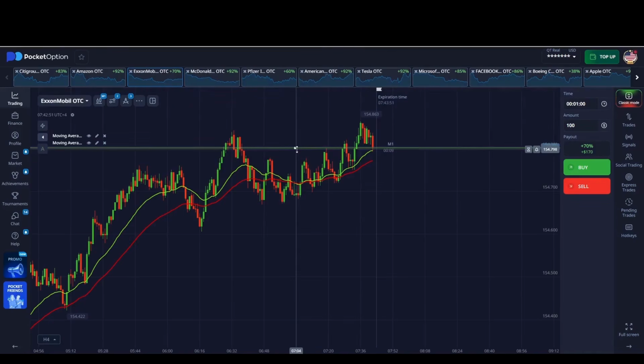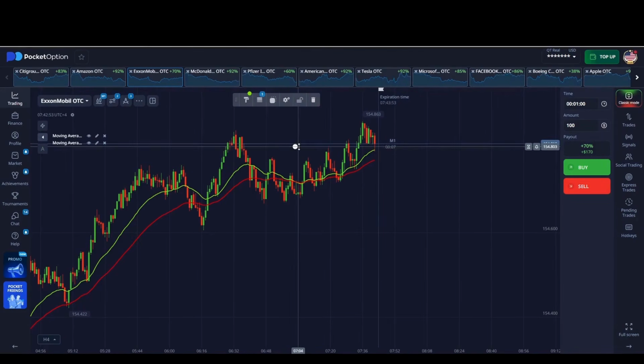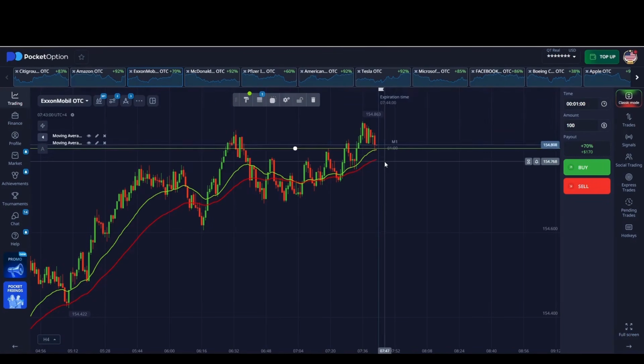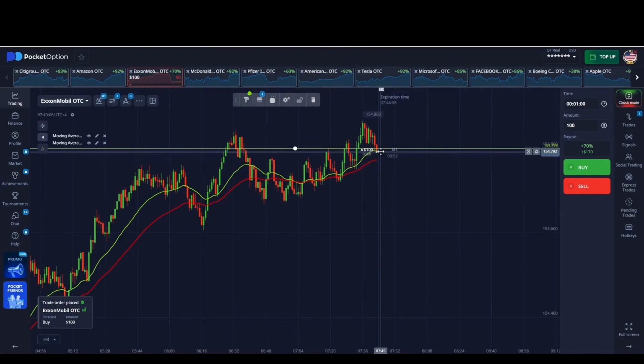Here you can see a support level along with the moving average. Notice that the candle is taking support from both the support level and the moving average. In this situation, you can place an upside trade after getting confirmation from the moving average. Try to enter your trade as close as possible to the support level for a better risk-to-reward ratio.